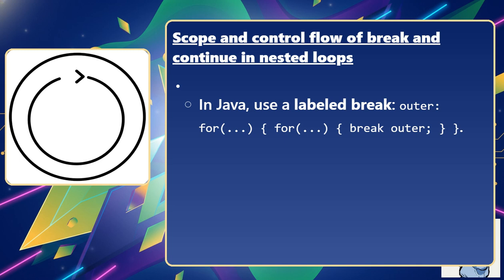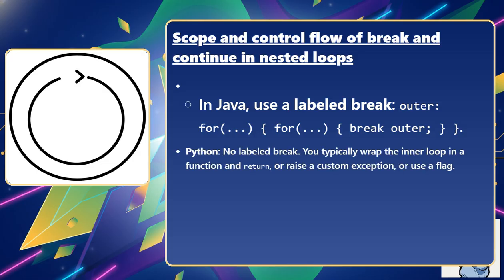outer: for (...) { for (...) { break outer; } } In Python, there is no labeled break. You typically wrap the inner loop in a function and return, or raise a custom exception, or use a flag. Example, Java labeled break.